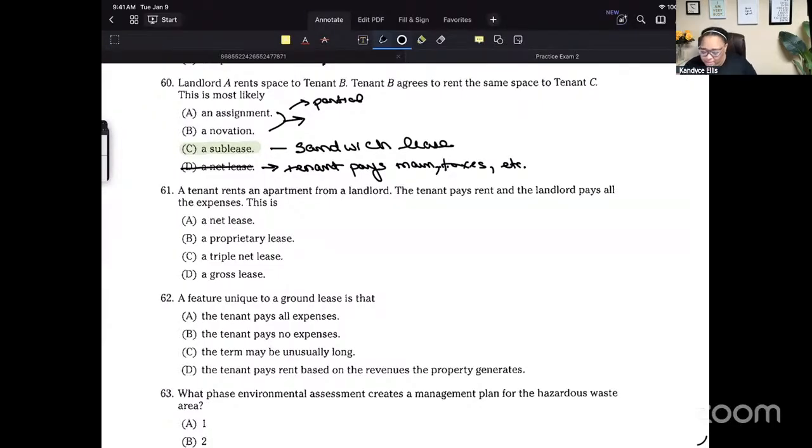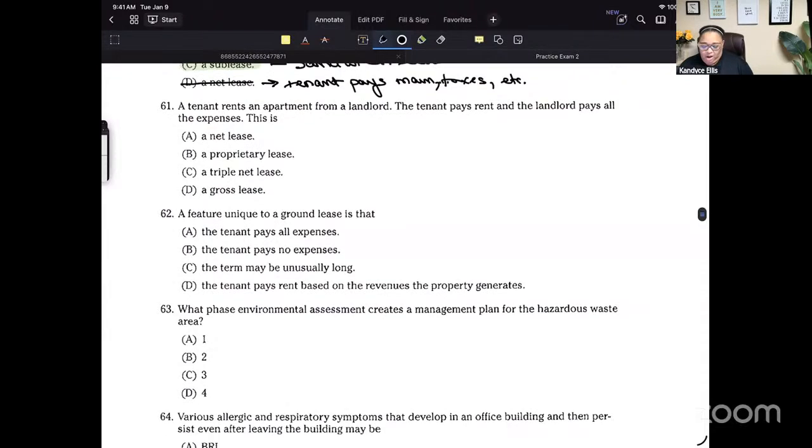All right, number 61. A tenant rents an apartment from a landlord. The tenant pays rent and the landlord pays all of the expenses. Is this A, a net lease, B, a proprietary lease, C, a triple net lease, or D, a gross lease?